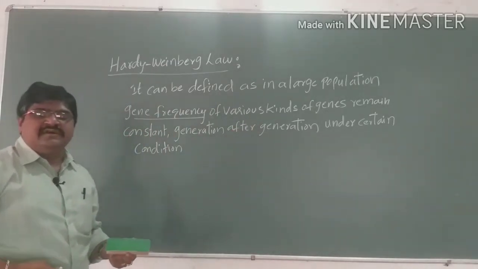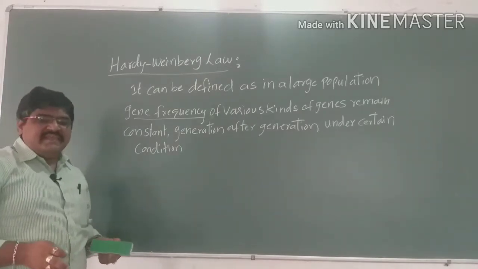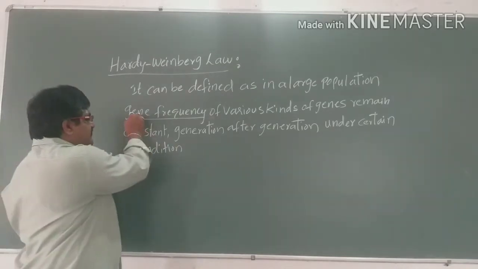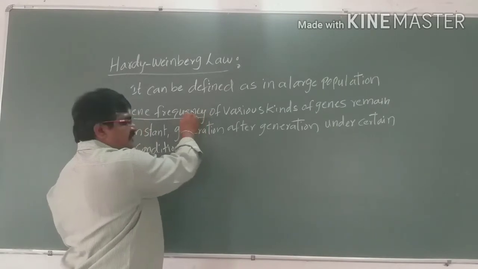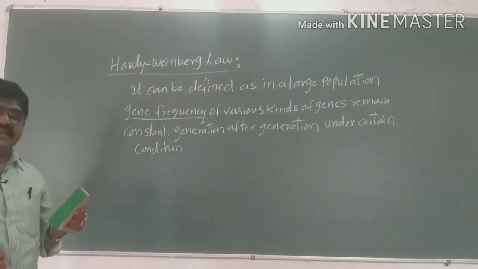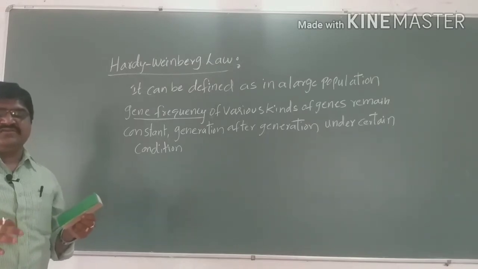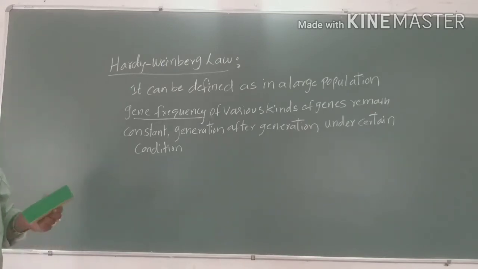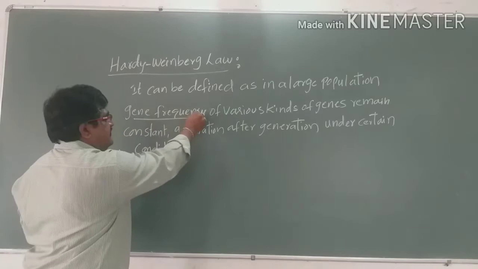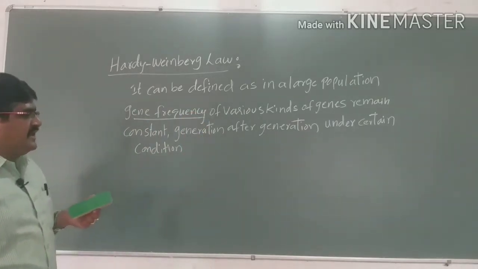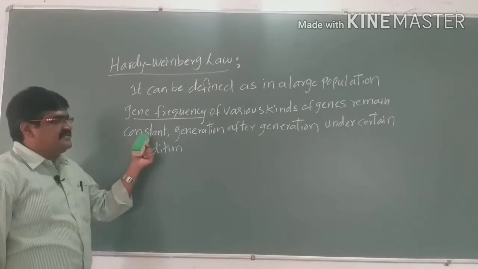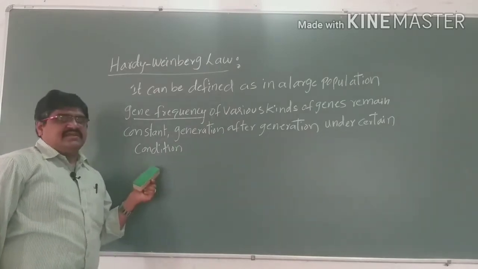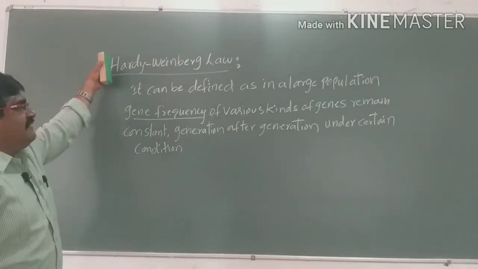Here we already know that genes are present as alleles at a point called a locus. So what is gene frequency? It is the presence of one allele relative to another allele of the same locus. That means the genes present at one allele and another allele, at the same locus, we can call a gene frequency. So the genes remain constant generation after generation under certain conditions, then we can call it the Hardy-Weinberg Law.